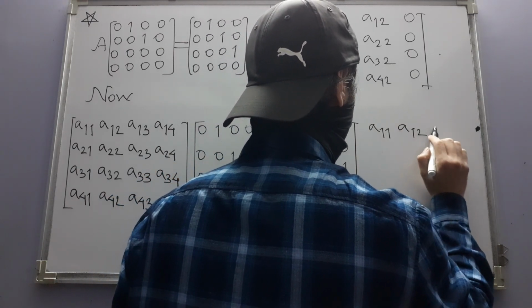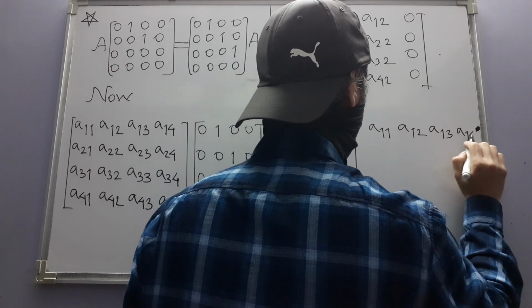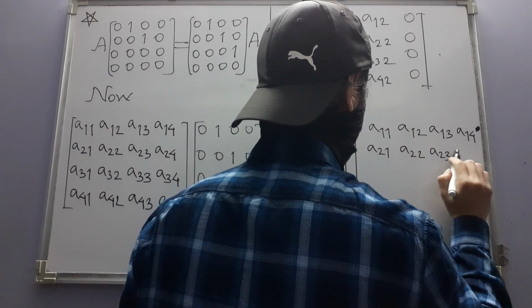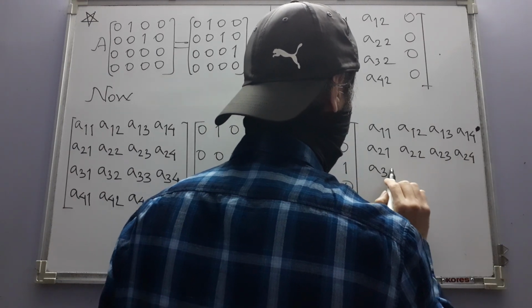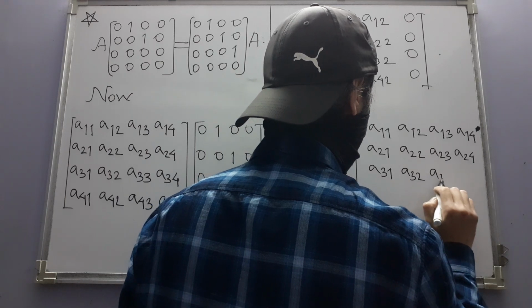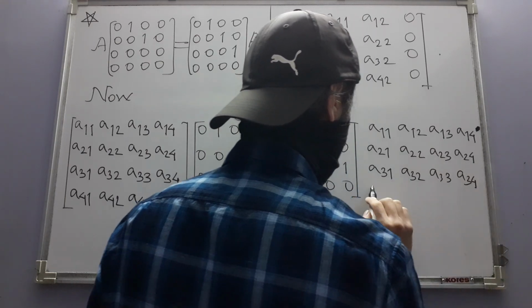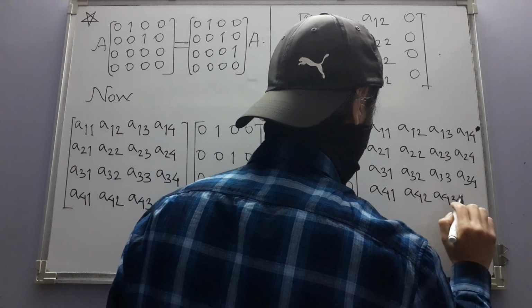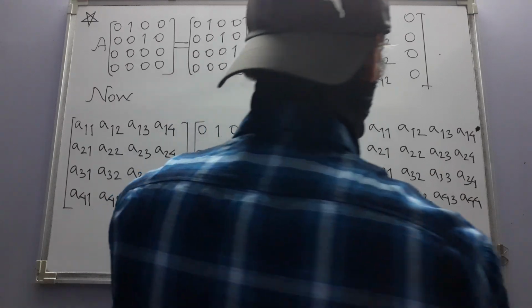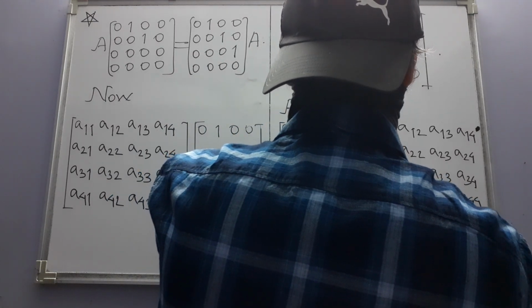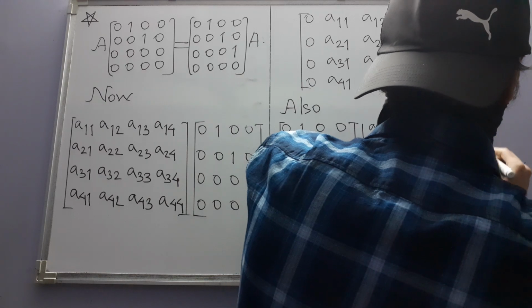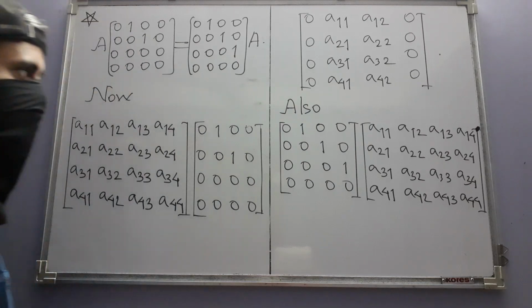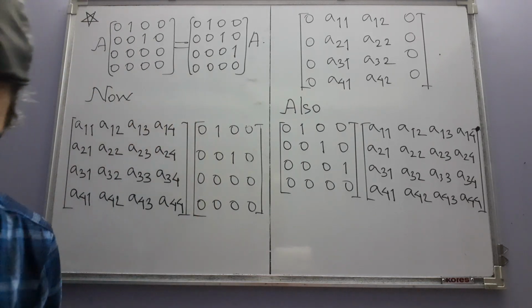A11, 12, 13, 14, 21, 22, 23, 24, 31, 32, 33, 34, 41, 42, 43, 44. All right. Okay, what will happen this time? We have to write here.